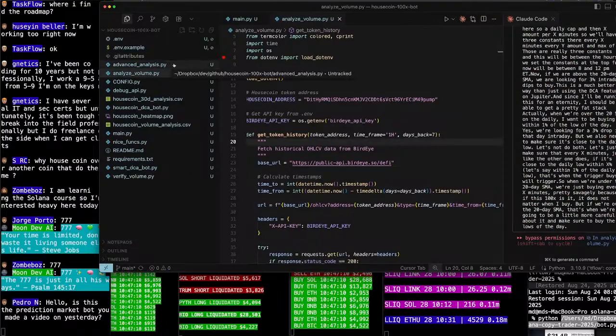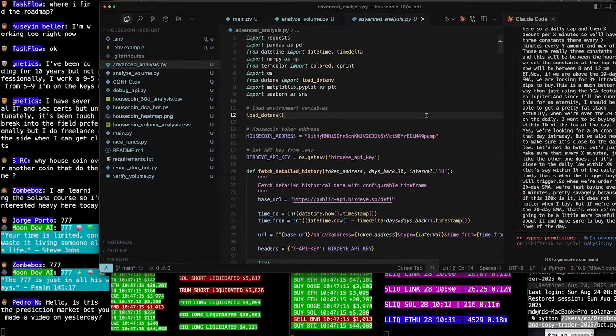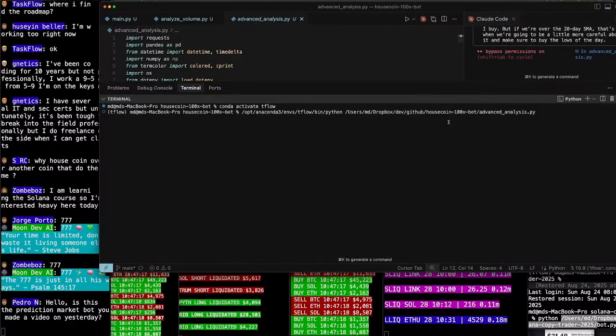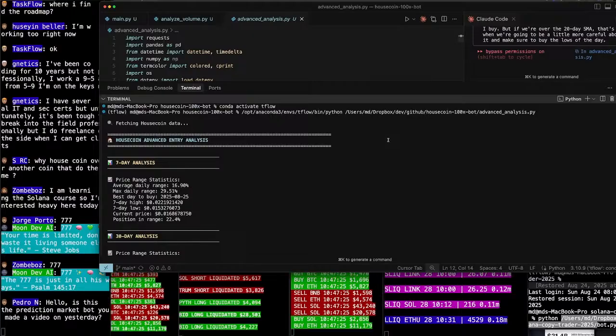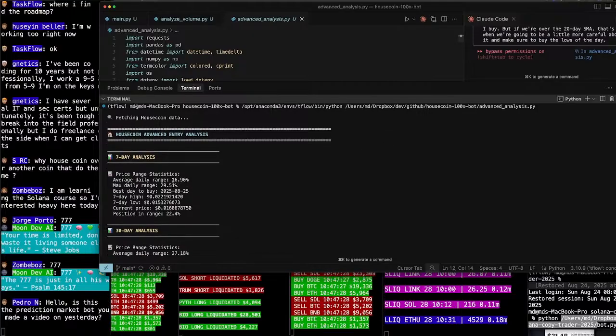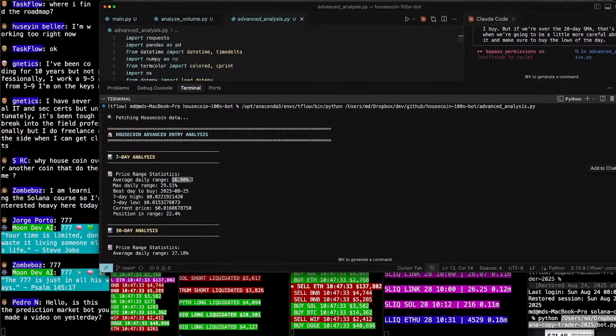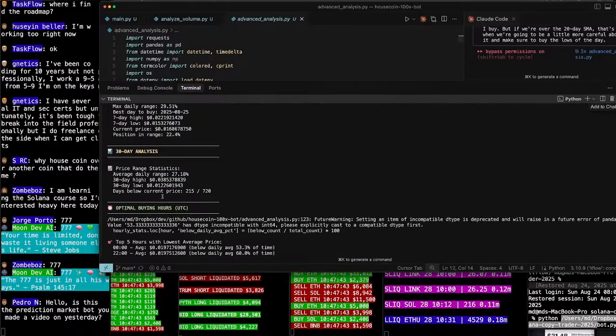Advanced analysis. Smart DCA, verify volume. Okay. Let's go ahead and look through this one because I have a master prompt now. Fetching Housecoin data. Okay, 7-day analysis, average range 16%. So I want to get on that lower side of the range. Max daily range 29%. That's a big range, dude. Best day to buy was 825, 7-day high. Price range statistics, average daily range.